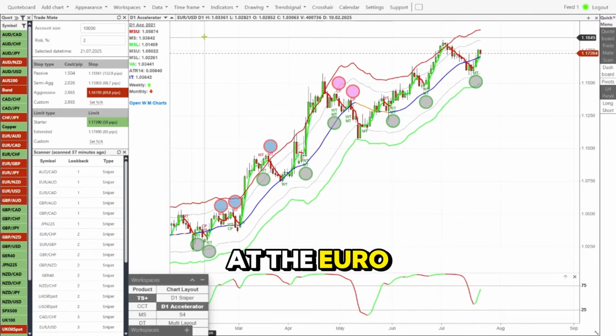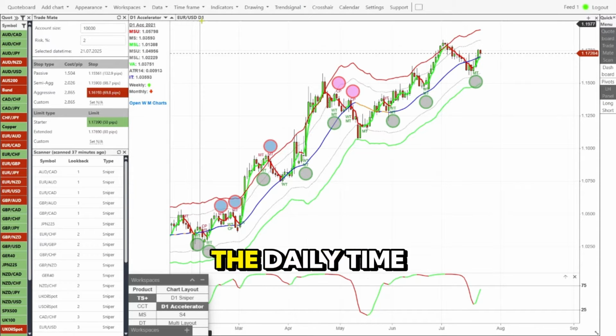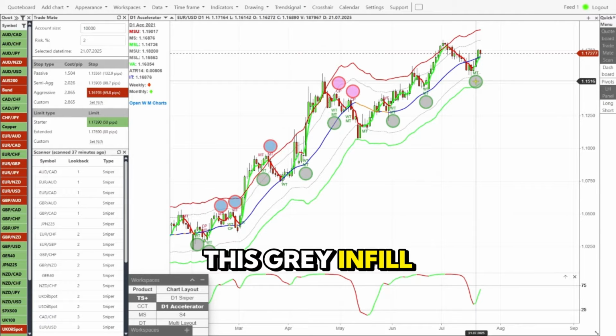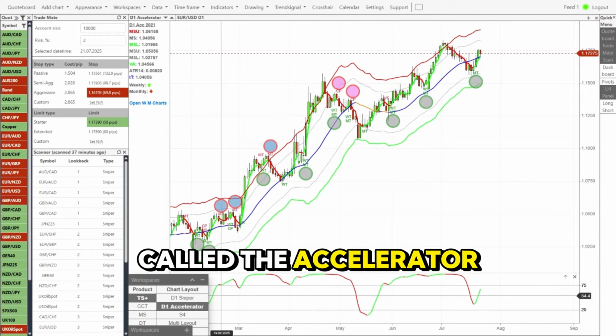So we're looking at the euro versus the USD, okay, the price of the euro versus the US dollar. We're looking on the daily time frame. We're looking at trading from 20 to 30 minutes a day, usually 9:30 to 10 o'clock for most of our clients. And what you can see here, this gray infill is telling us we're looking for the resumption of a previous trend. We're using a particular part of the D1 strategy called the accelerator.